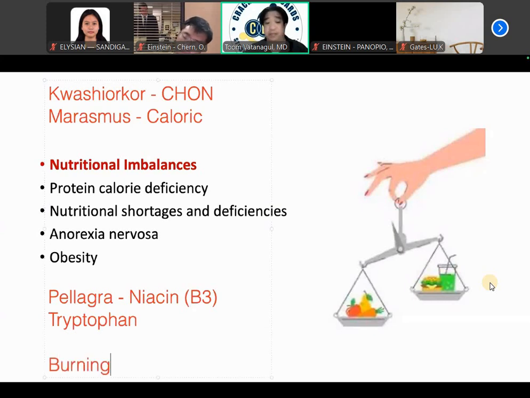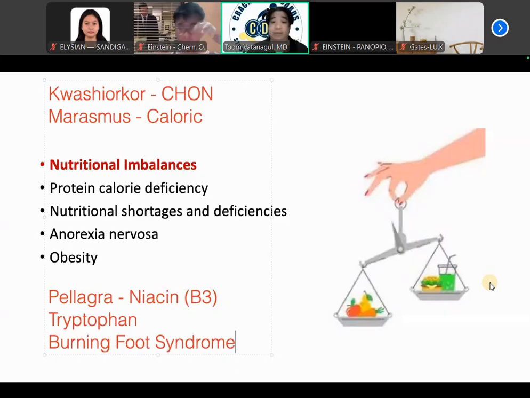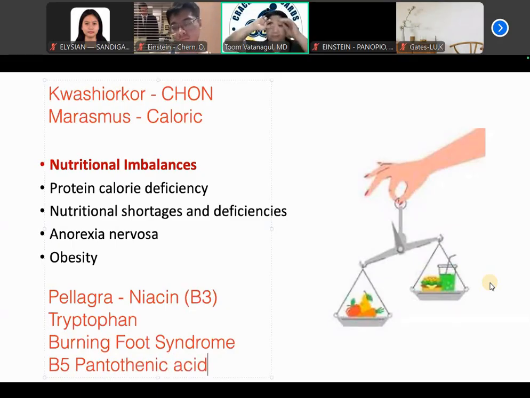Now, what vitamin deficiency is associated with burning foot syndrome? Burning foot syndrome, this is B5 or pantothenic acid. Okay? B5 or pantothenic acid. So please remember that. B5 or pantothenic acid. So I hope that is clear.